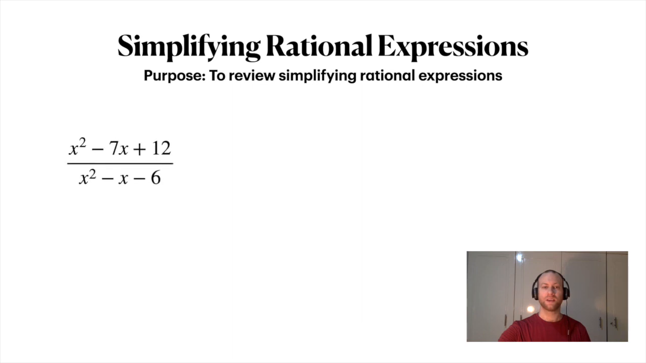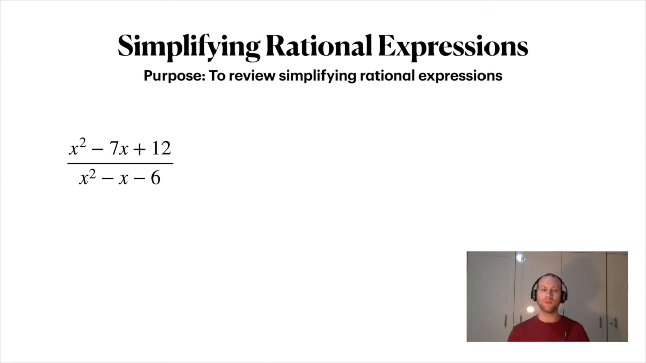Let's look at a little bit more complicated one. So here, again, I want to simplify this. Now, please, please, please do not just cross out x squareds. I can't do that, okay? Because you've got adding and subtracting. You cannot just simply divide out x squared. If all of these terms were times each other, yes, you can factor them. But since there's adding and subtracting, you cannot just simply divide those.